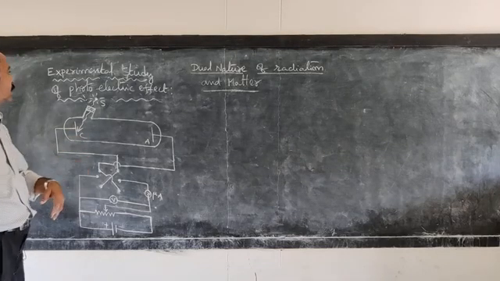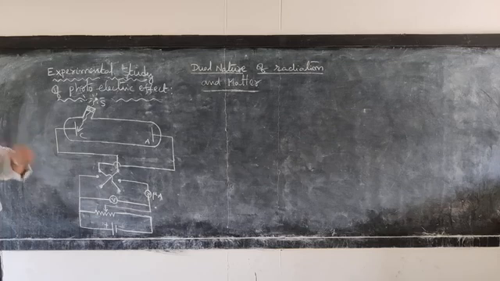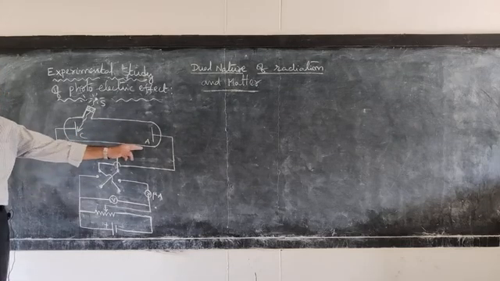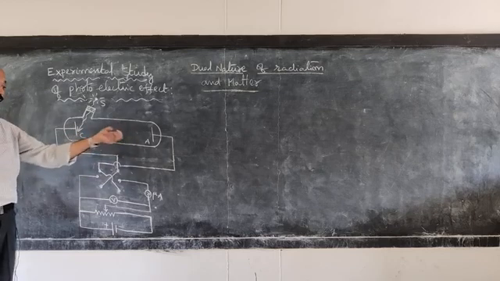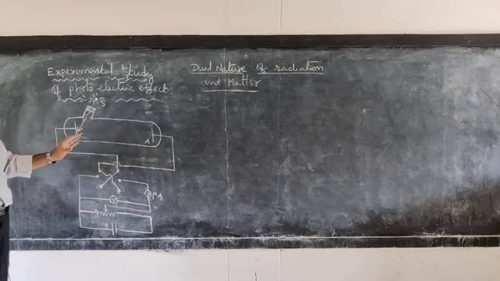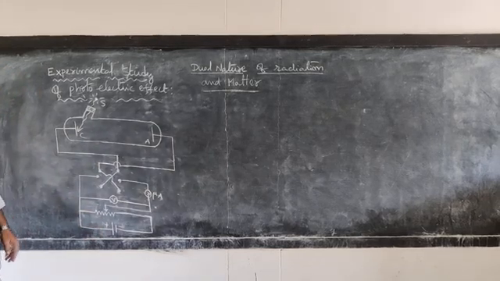Now we'll discuss the experimental setup used to study the photoelectric effect. The arrangement is like this. This is a discharge tube provided with a cathode and anode. Cathode is the emitter of electrons, anode is the collector of electrons. An electric field is applied between cathode and anode with the help of a battery potential divider arrangement.